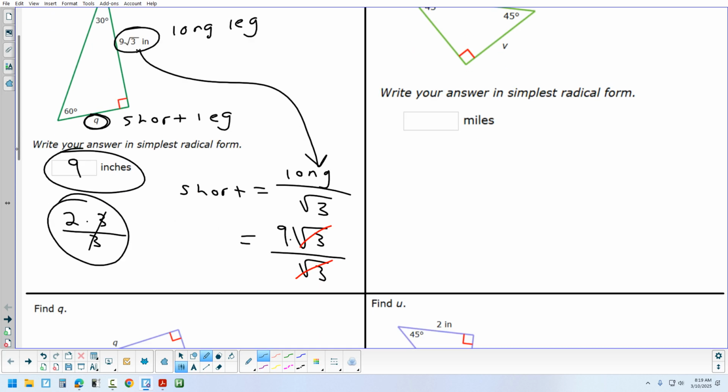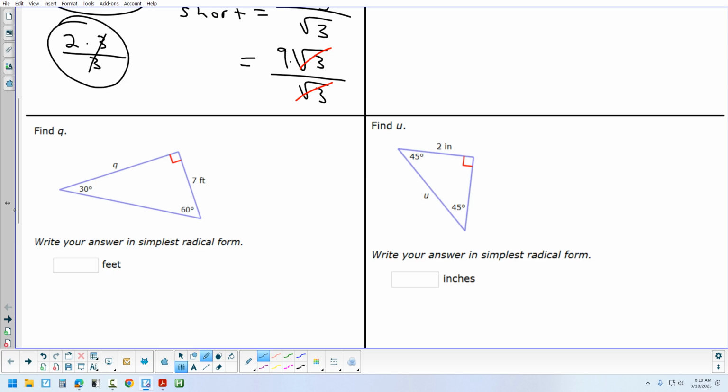Okay, let's try another one. Look at the one right below it, the one that's kind of purplish on my screen. Is this one a 30-60 problem or a 45-45? Yeah, that's a 30-60. Okay, let's start by identifying the side we know, identifying the side we don't know, and then find the formula. Okay, 7. Which side is the 7 in the 30, 60, 90? Long leg, short leg, or hypotenuse? Yep. Short leg. That's the short leg.